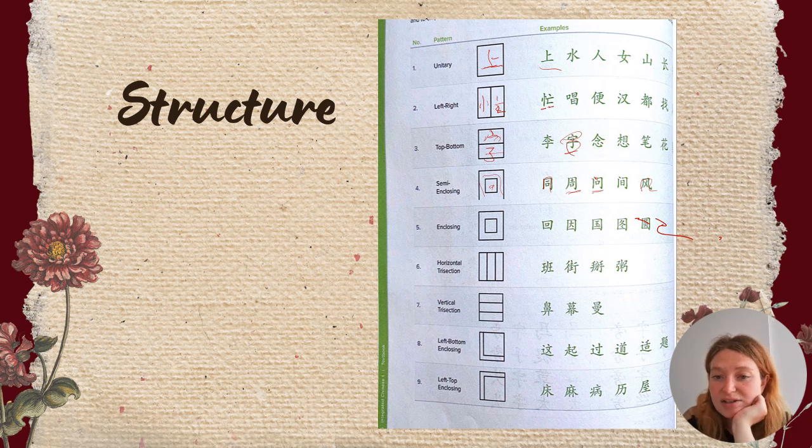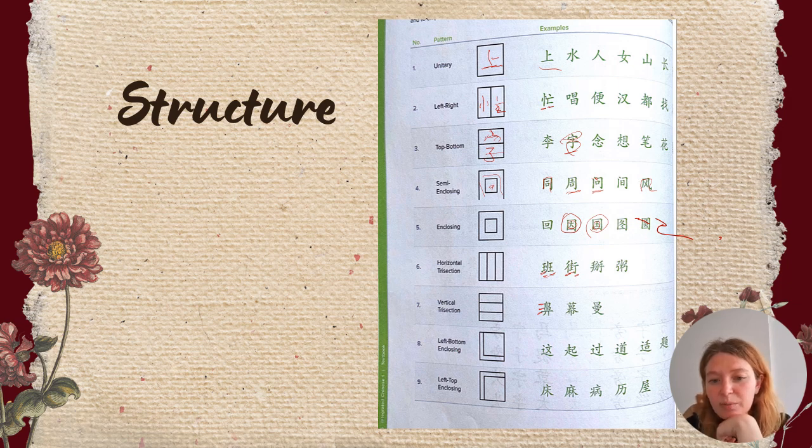Enclosing. So that's where there is some element that's completely enclosed within a box. Horizontal three sections, so this has 1, 2, 3 sections, horizontally or vertically. So here we have 1, 2, 3 components making that up.